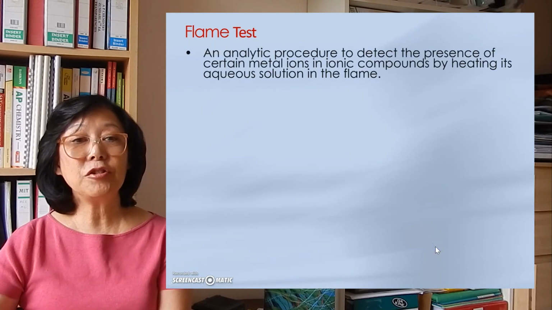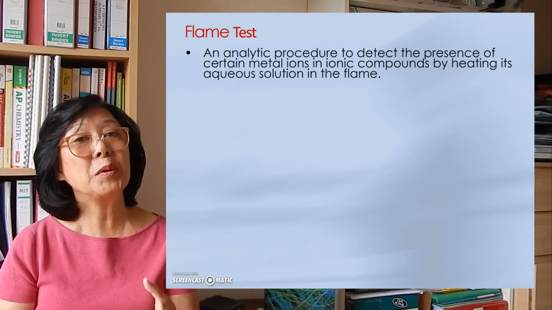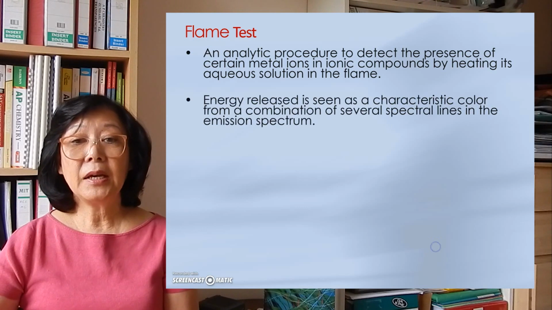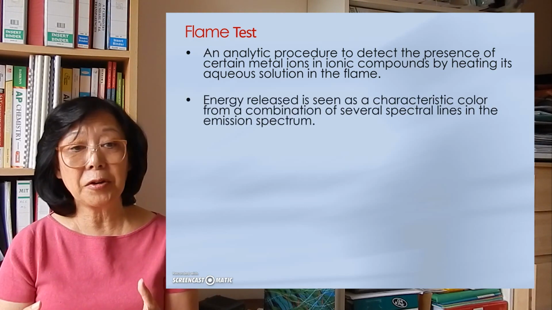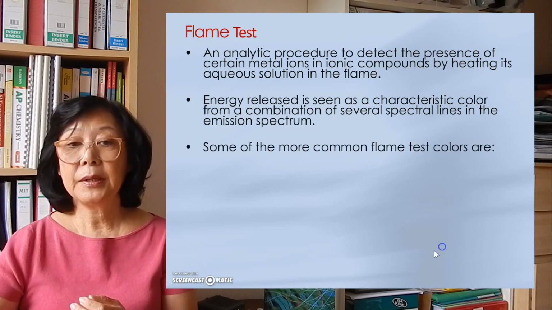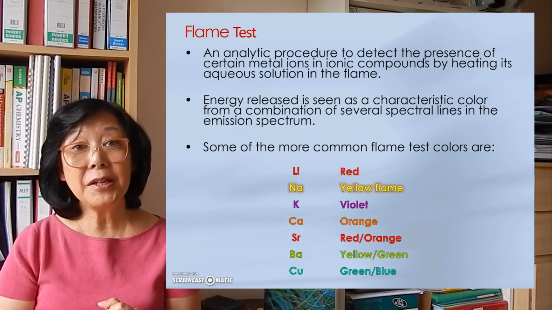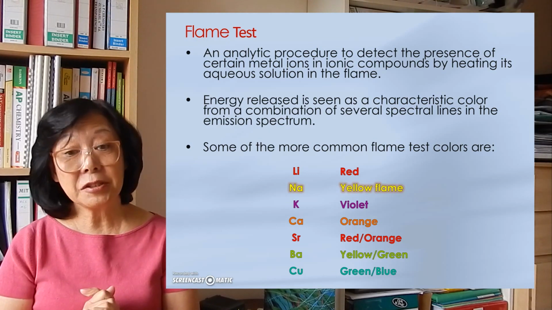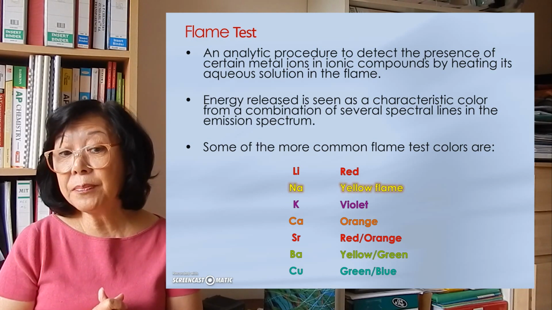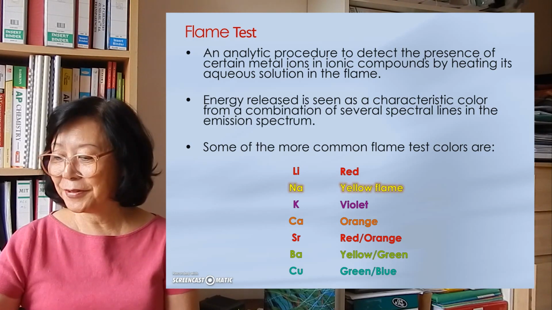Remember in the lab that you may enjoy doing a flame test. This is putting a nichrome wire into an aqueous solution that contains the metal ion of interest, and then you heat it up in the flame. It will give off specific colors, which are a combination of several spectral lines in the emission spectrum. Some of the colors you may have dealt with are red for lithium, yellow for sodium, violet for potassium, orange for calcium, red for strontium, yellow-green for barium, and green-blue for copper. They're really beautiful colors.